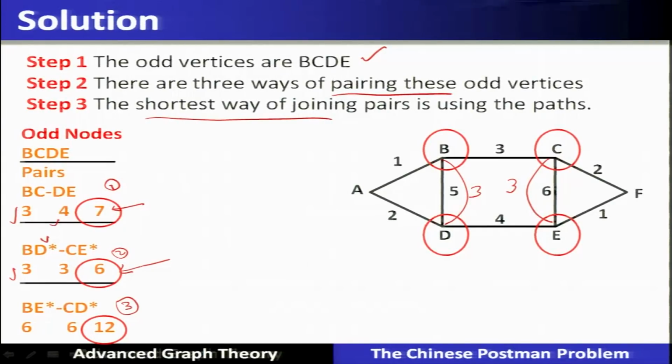Similarly, we have another pairing, that is B, E. B and E do not have a direct edge.